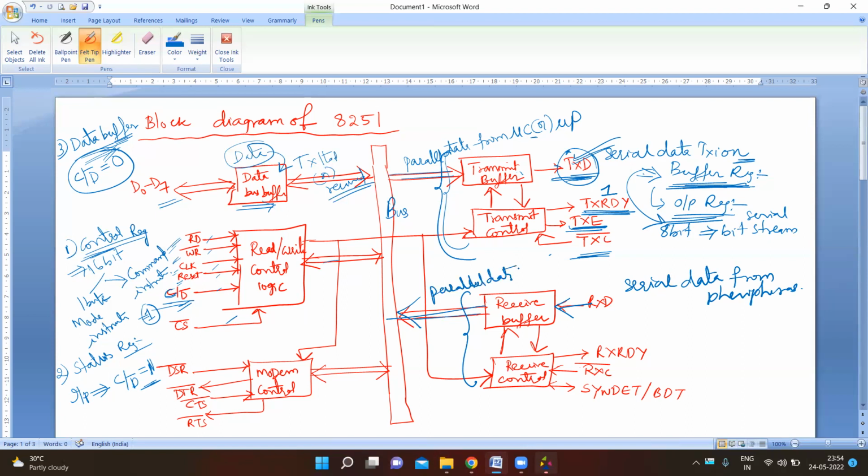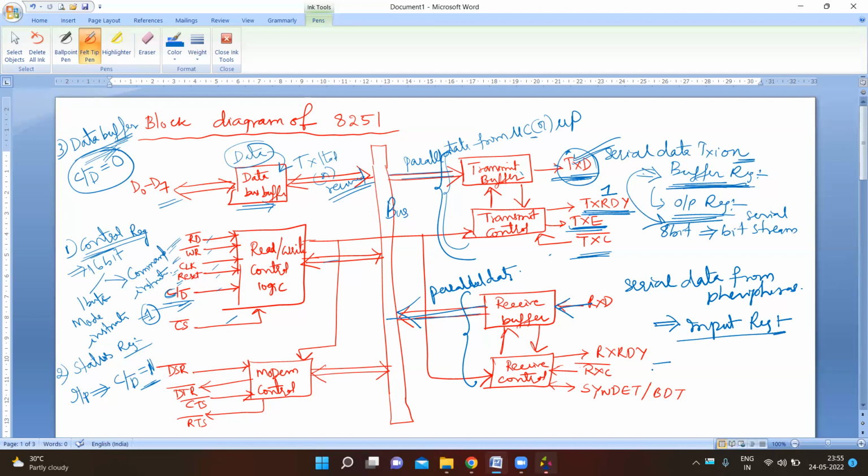Parallel data. And it has two registers again, similar to the transmitter section. The first one is the input register. The function of the input register is to receive the serial data from the peripherals and convert it into parallel data.